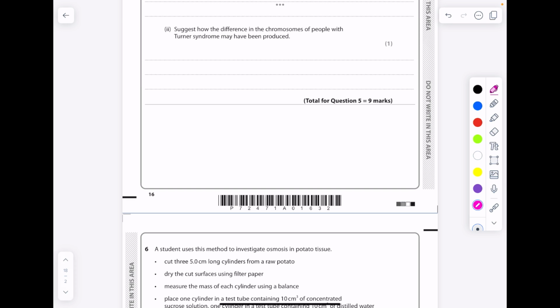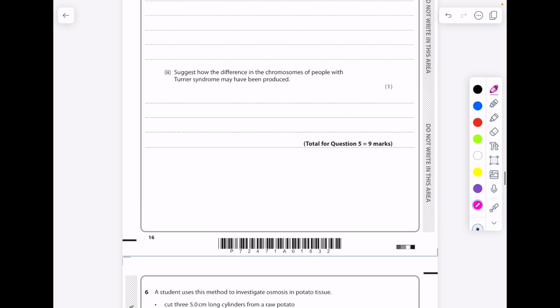Suggests how the difference in the chromosomes of people with Turner syndrome may have been produced. Often when you see a change in the chromosomes like that, it's going to be due to mutation, so a random change in DNA.